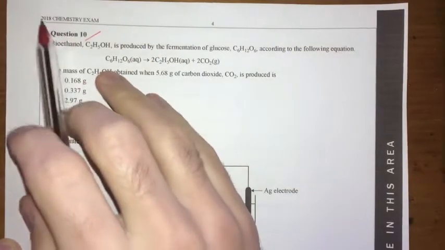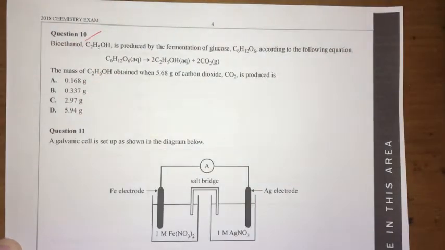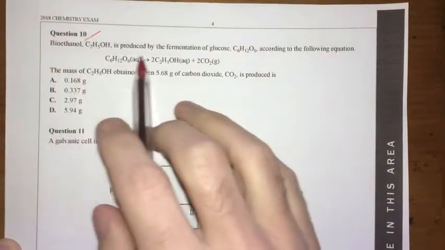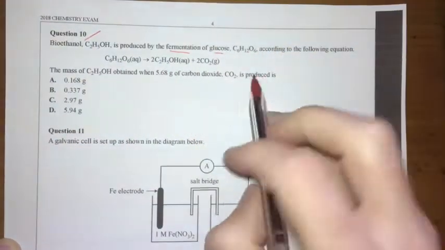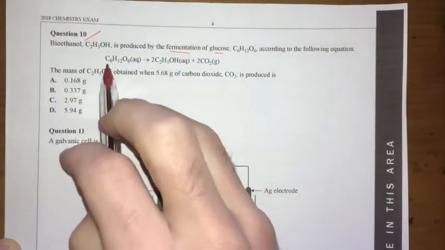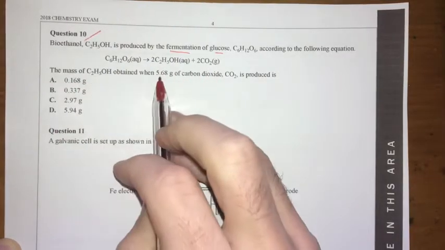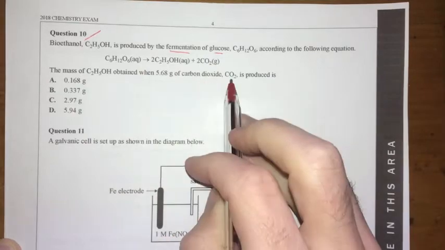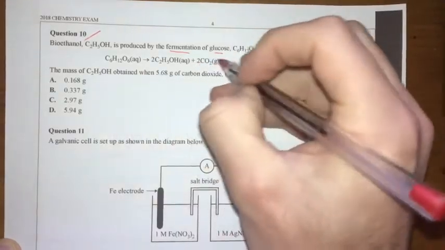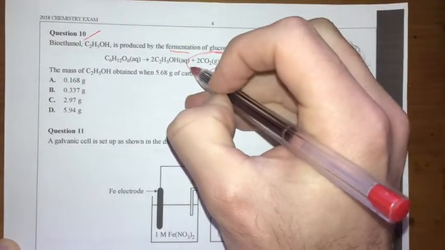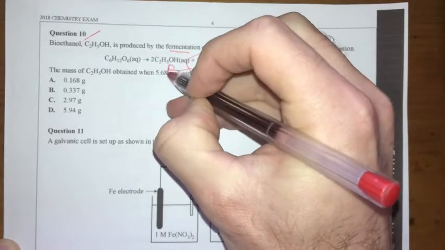Question 10 in the VCAA 2018 chemistry exam. Bioethanol is produced from the fermentation of glucose. According to the equation below, this is our fermentation equation. The mass of ethanol obtained when this much carbon dioxide is produced is what? Well, if we've got carbon dioxide, this is a pretty much straightforward mass-to-mass stoich problem.